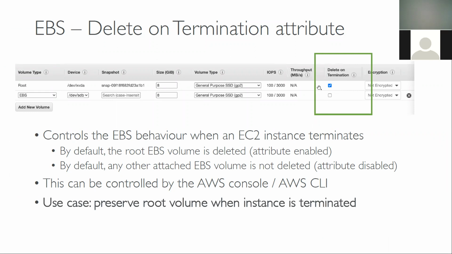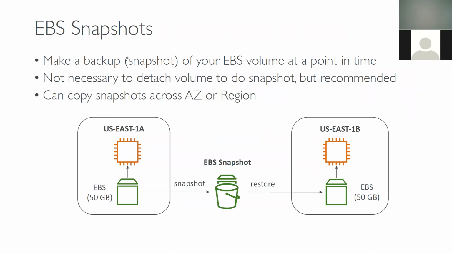This one. So earlier, my dilemma was, preserve root volume when instance is terminated. So if you want to preserve the volume, so you can copy and paste it, let's say all your web servers are there, you can do so. A snapshot is like a backup. You can make a backup of your EBS at a point in time. Let's say I made the backup last night, then I want to restore from last night's backup. It's not necessary to detach the volume to do so, but it is recommended. You can copy a snapshot across AZ and region.